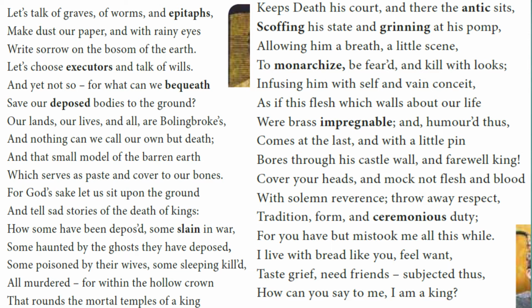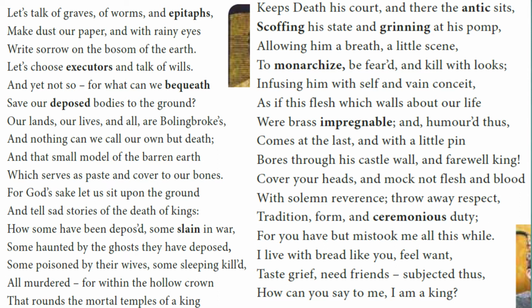We are facing all those things with sorrow on the bosom, blooming the earth. That is the meaning of the second line. Let's choose executors and talk of wills. The person who makes a will talks about wills, and yet, what can we bequeath, save our deposed bodies to the ground?